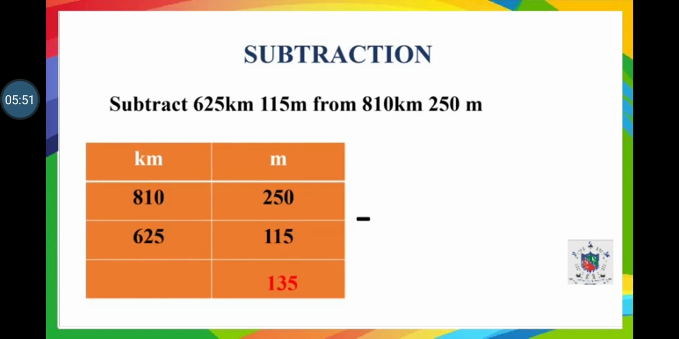And when we subtract 810 minus 625, what do we get, my dear students? Yes, you all are trying to subtract. So we are getting 185. So what is our final answer? 185 kilometers and 135 meters. So in this way, you can subtract the units of length.